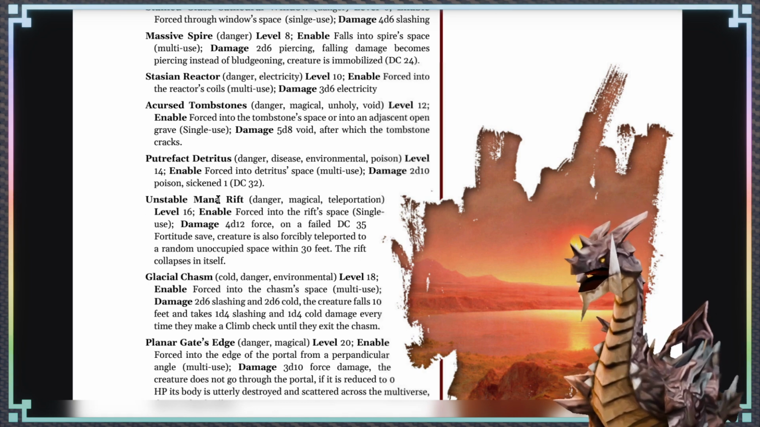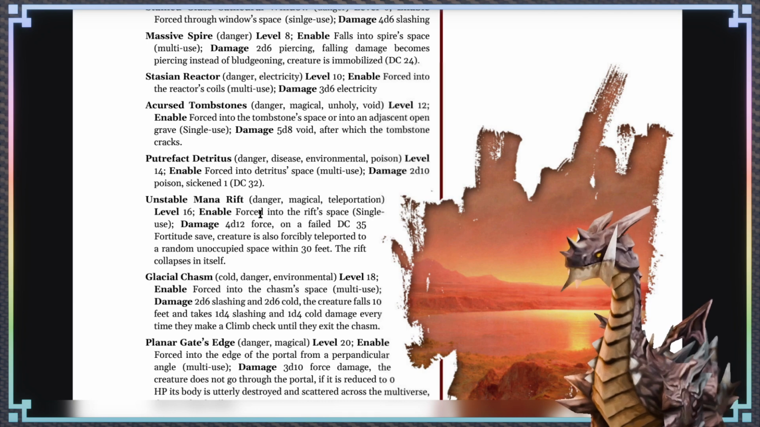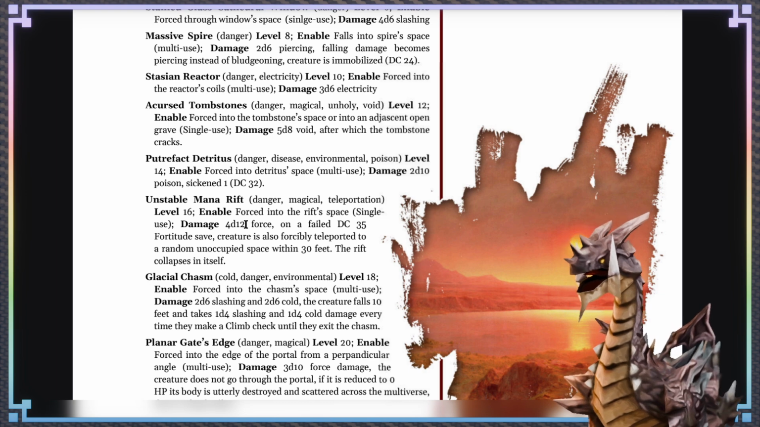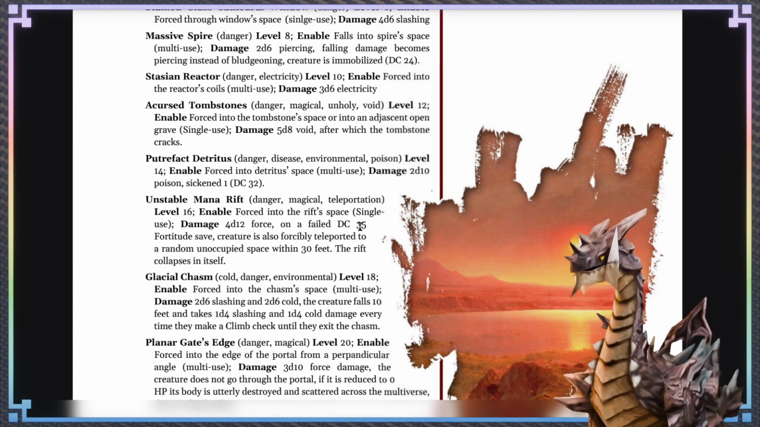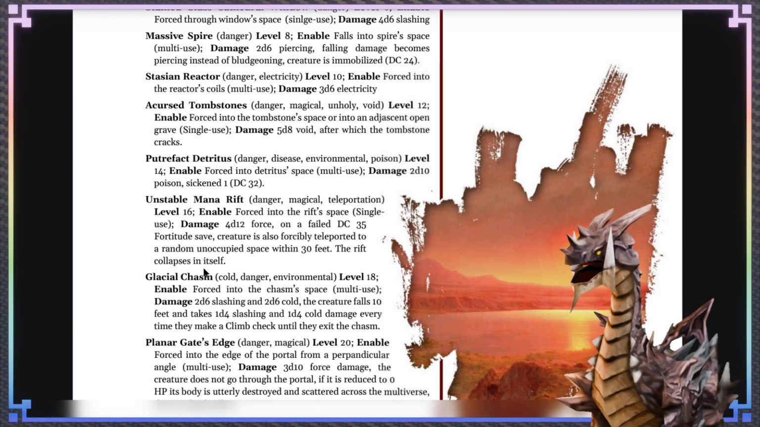An Unstable Mana Rift is a danger that is magical and has the teleportation trait. Level 16, forced into the rift space. Most of them are going to be that, where you're just forced into its space, and it's single use. Deals 4d12 force damage, and on a failed DC 35 Fortitude save, the creature is also forcibly teleported to a random unoccupied space within 30 feet, and then the rift collapses on itself.